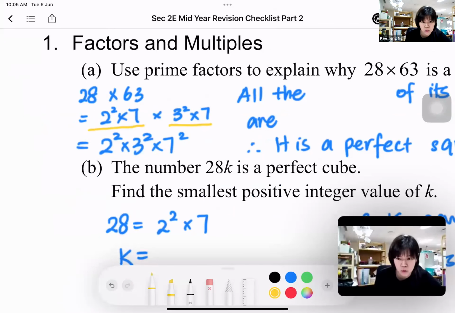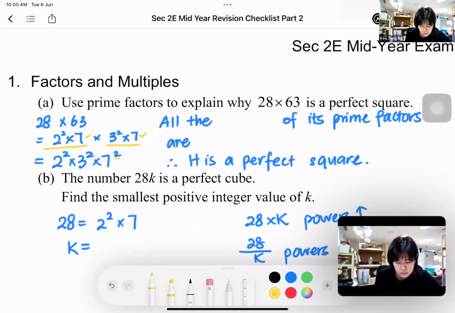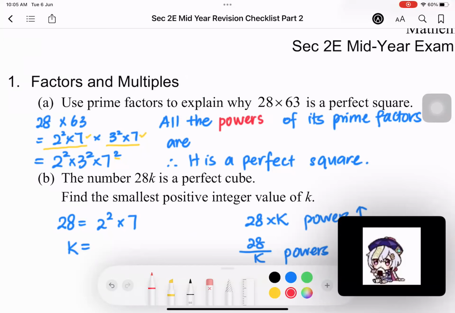Combining these two, we have 2 square and 3 square, and then 7 and 7. 7 times 7 will become 7 square. So hence, all the powers of its prime factors are... if we want it to be a perfect square, all the powers of the prime factors are supposed to be what? Even numbers.